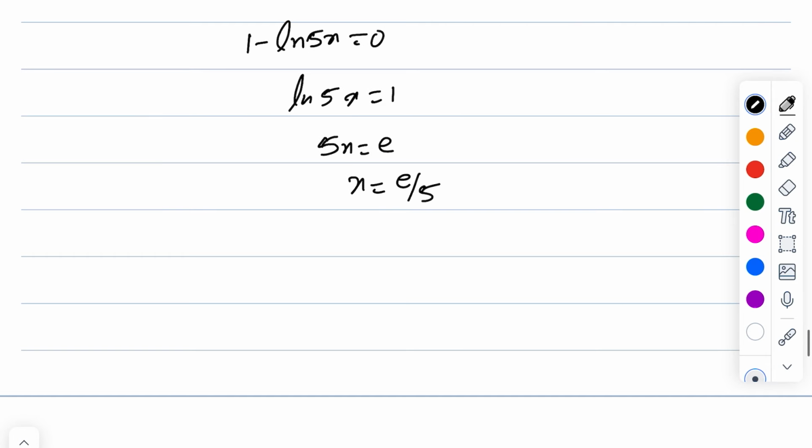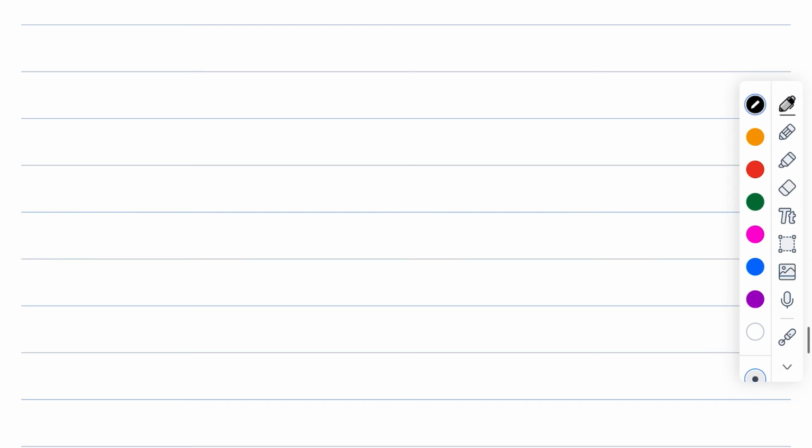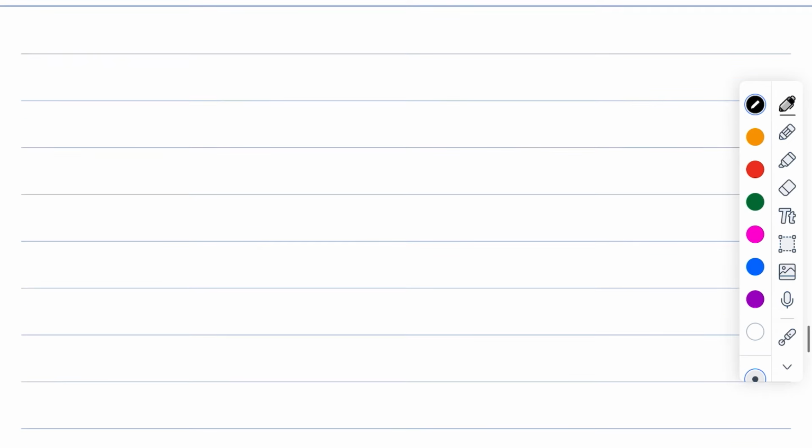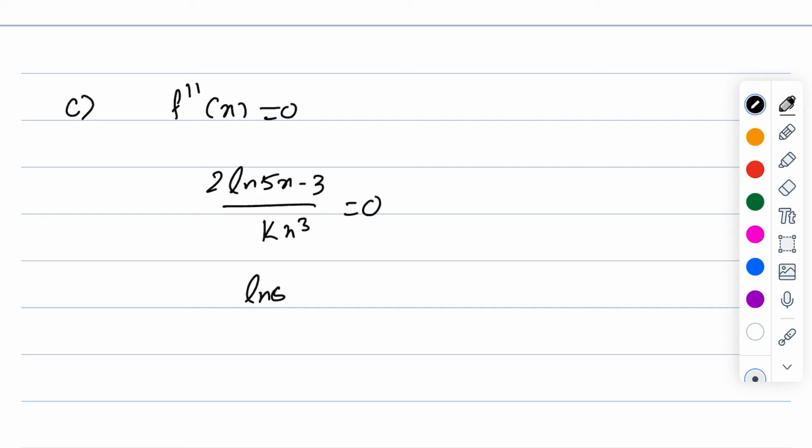So for a point of inflection, what am I supposed to do? The second derivative should be equal to 0. For point of inflection, part C, the second derivative should be equal to 0. So 2 ln 5x minus 3 upon kx cube should be equal to 0. So ln 5x should be equal to 3 upon 2, 5x equals e power 3 upon 2, x equals 1 upon 5 e power 3 upon 2.